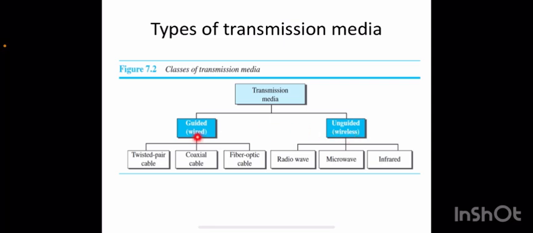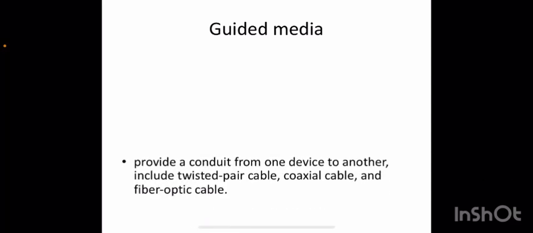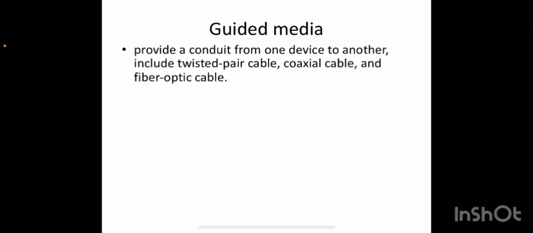Different types of guided media are there. Twisted pair cable, coaxial cable and fiber optic cable are the main physical cables we use for data communication. Under unguided media, we have radio waves, microwave and infrared. Coming to the details of each media, guided media first. Guided media provides a conduit from one device to another. A physical circuit or physical cable will be present for communication. This physical circuit includes either twisted pair, coaxial cable or fiber optic cable.